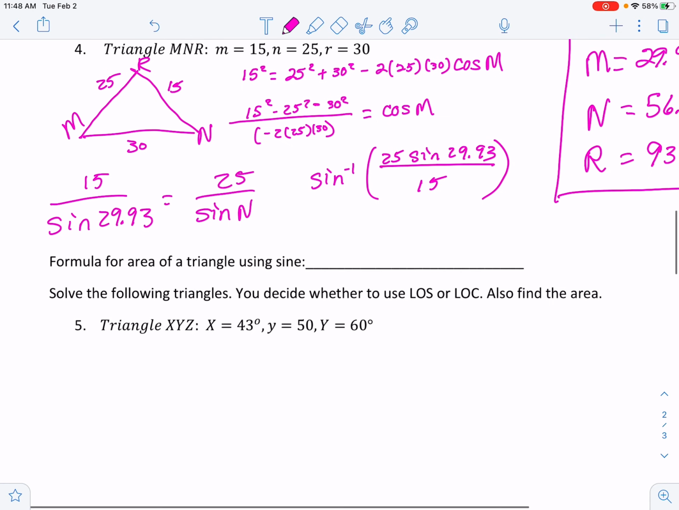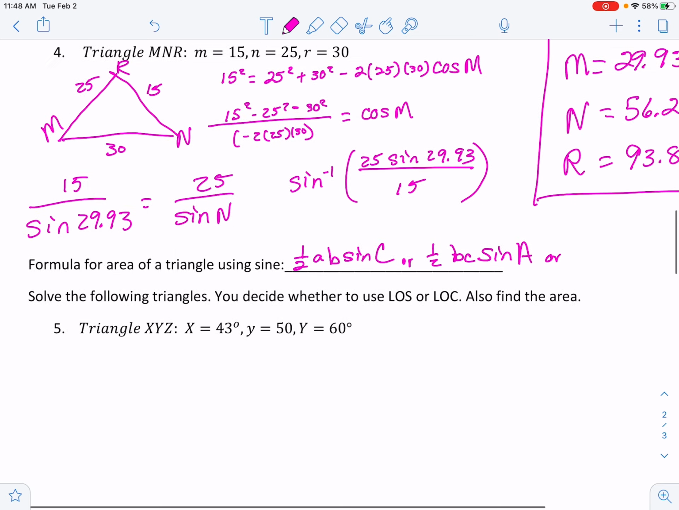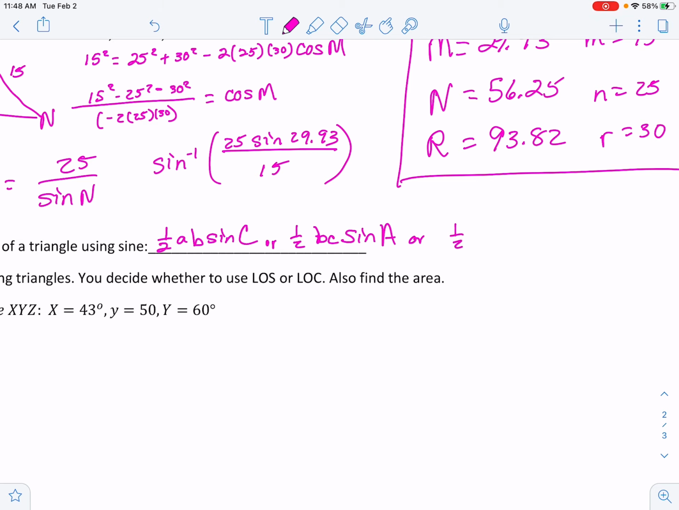To find the area of a triangle using the sine is 1/2 AB sine C. Two sides and an angle. Or it's 1/2 BC sine A. Sorry, hang on. Time out. Or 1/2, let's see, AB AC sine B. Two sides and an included angle.